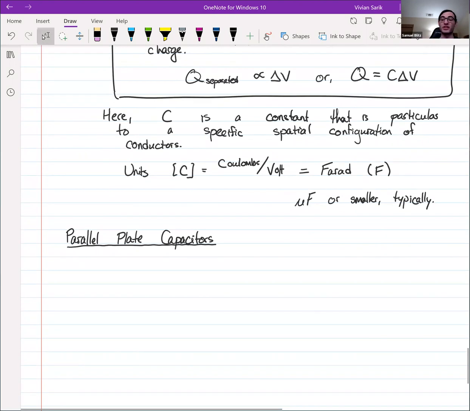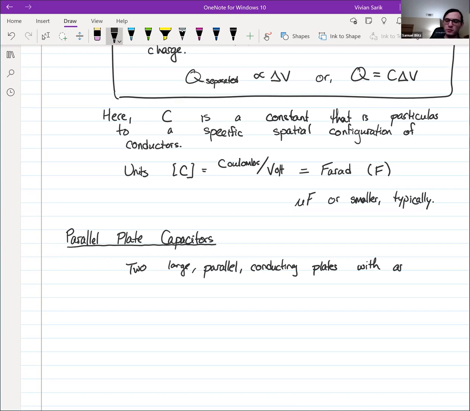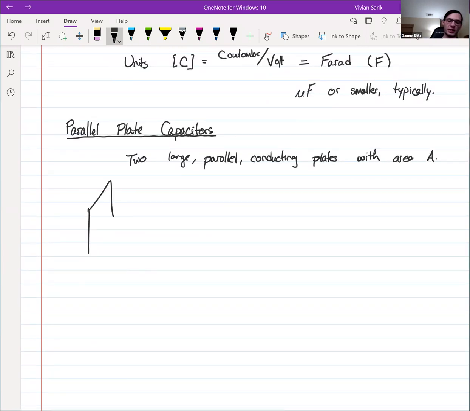So let's start with the simplest example. Our capacitor is made of two large parallel conducting plates, and they have area A. So the picture is we have one plate here, another plate here, both have area A, and they're separated, say, by a distance d. Okay?